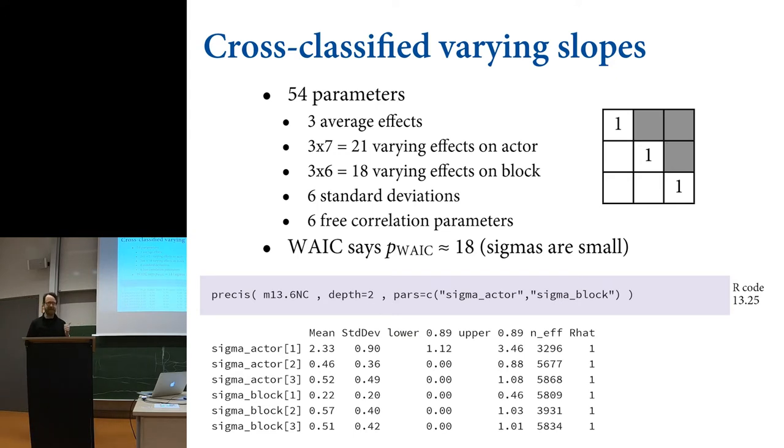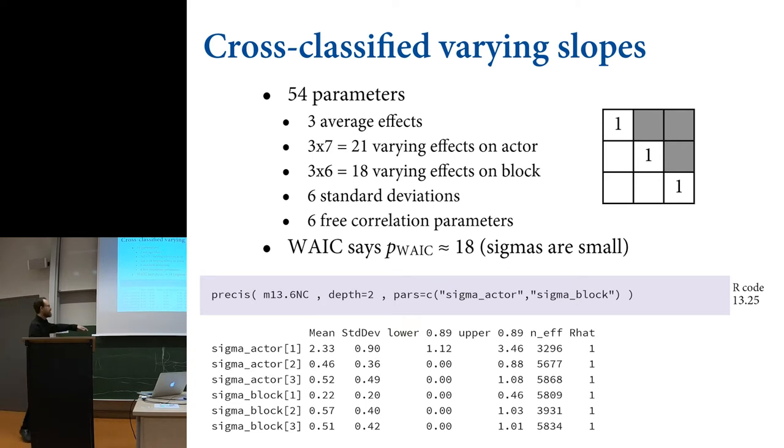You saw that before, because it was a good experiment, right? At least in that respect. I actually think it is a good experiment, but I'm only talking about the block effects. You can get a hint of this. If you fit this model and you look at WAIC, the effective number of parameters, according to WAIC, in this case is 18. That's a lot less than 54. And the question is why?